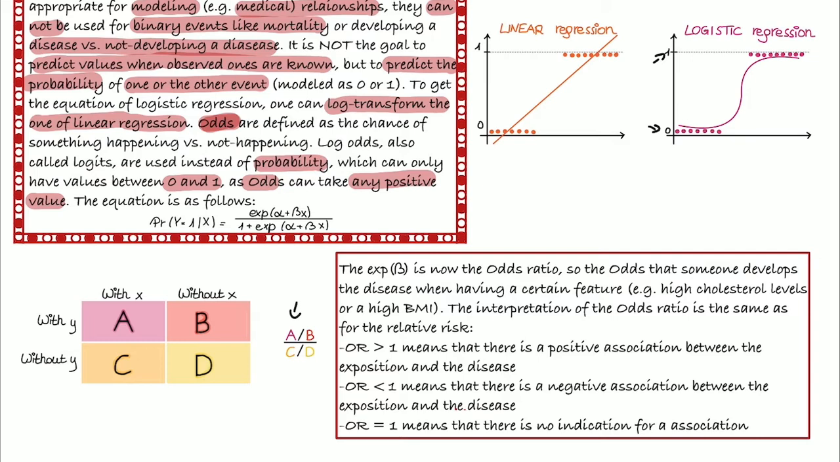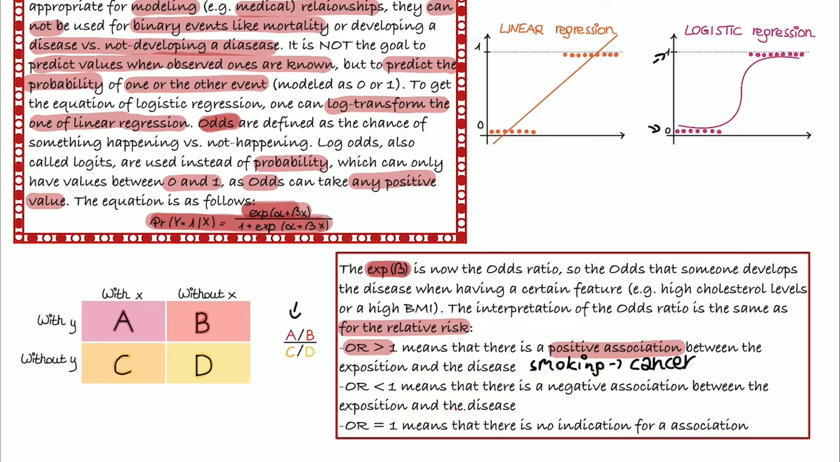Here you can see the equation. And if we're now taking the exponent of beta, we've got the odds ratio. So the interpretation of the values that we get from logistic regression is basically the same as for the relative risk. So if we've got an odds ratio above 1, we've got a positive association between the exposition and the disease. For example, if someone is smoking, so he or she exposes himself, he or she is more likely to get lung cancer. On average, of course.